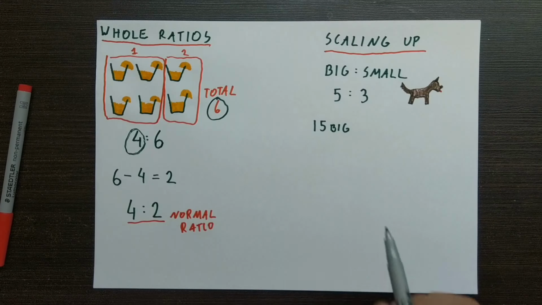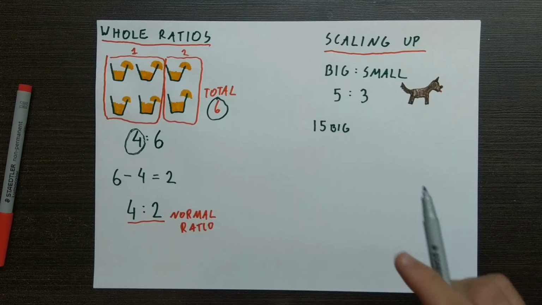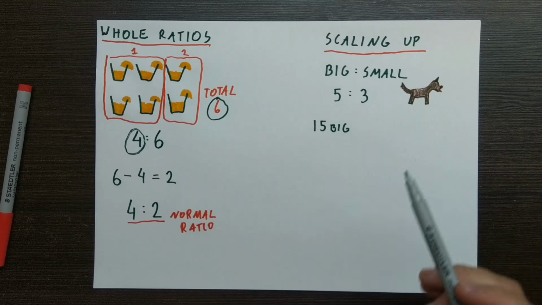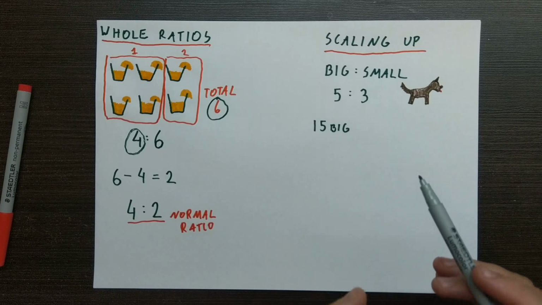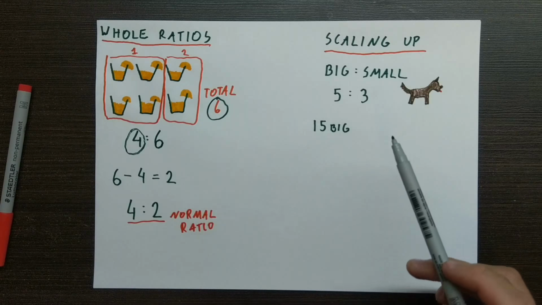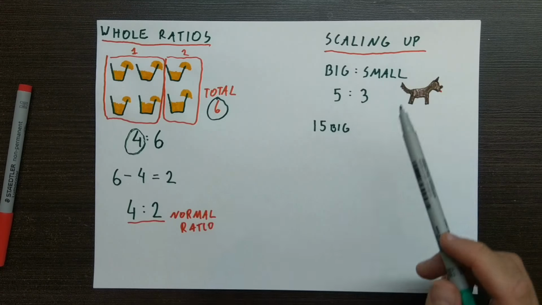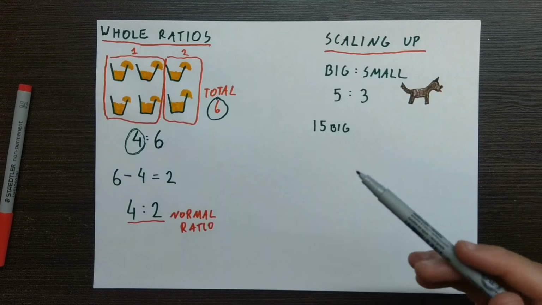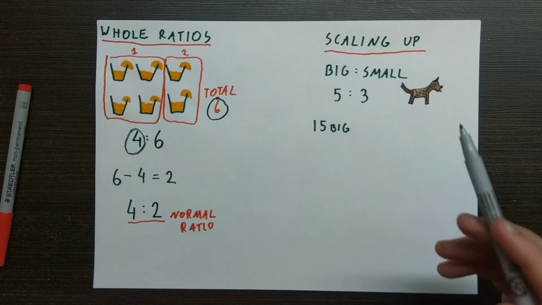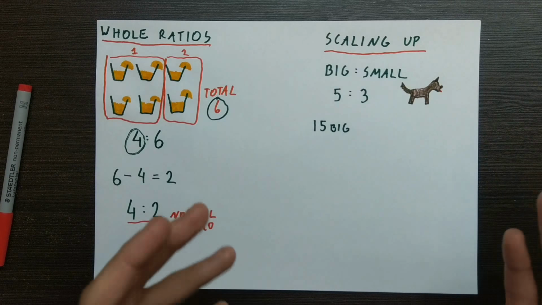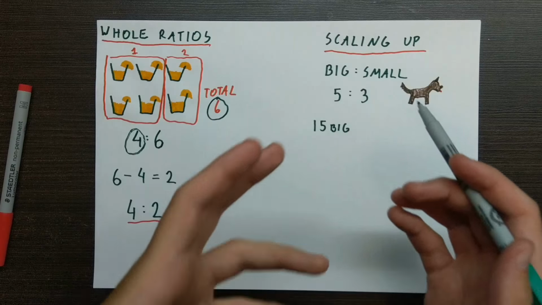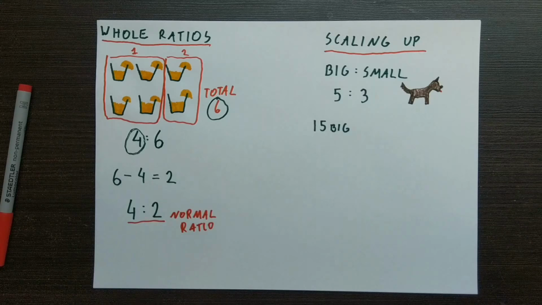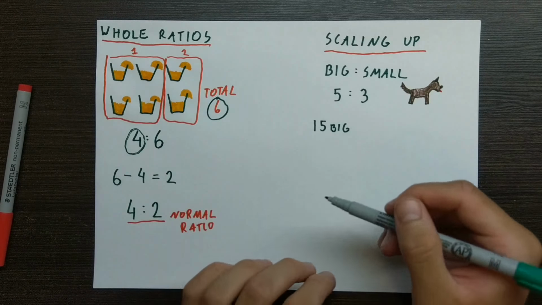So the final thing that we need to cover for today is scaling up. This is more of a trick. This is a useful trick sometimes, because it can help you avoid doing the whole proportional division. It helps you avoid finding one part and then multiplying everything out to find what each person gets. Sometimes it can be a useful shortcut. It doesn't always work, but when it does work, it can be a useful shortcut.